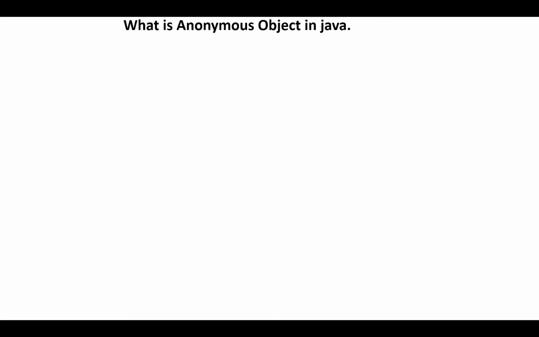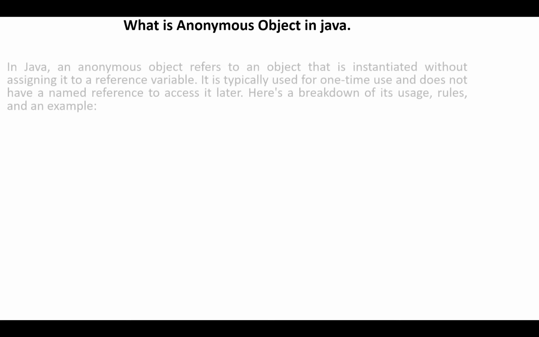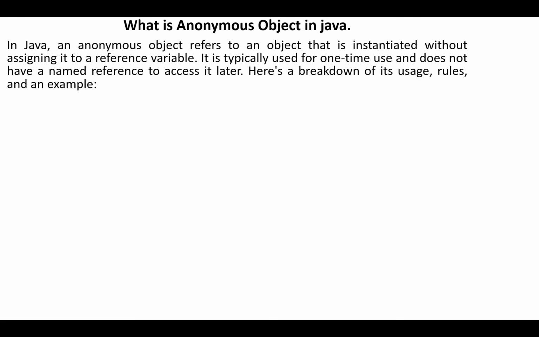In this video we will learn about what is an anonymous object in Java. In Java, an anonymous object refers to an object that is instantiated without assigning it to a reference variable. It is typically used for one-time use and does not have a named reference to access it later. Here is a breakdown of its usage, rules and example.